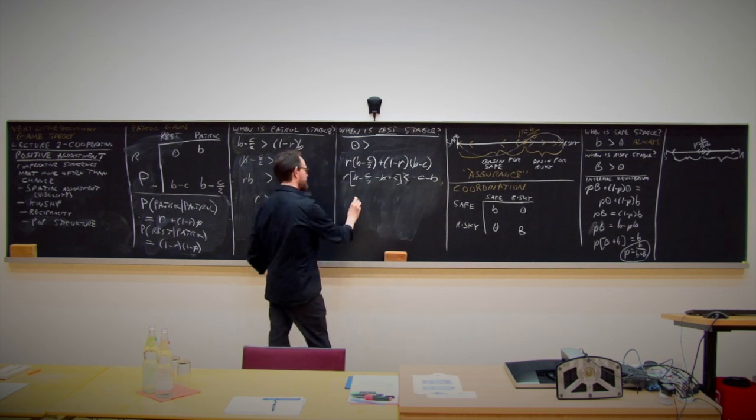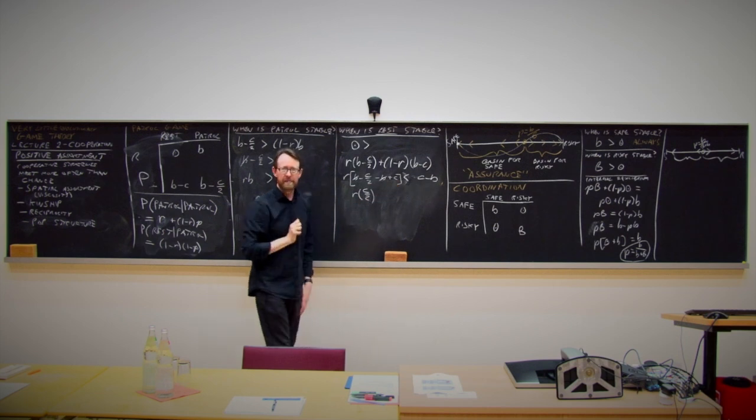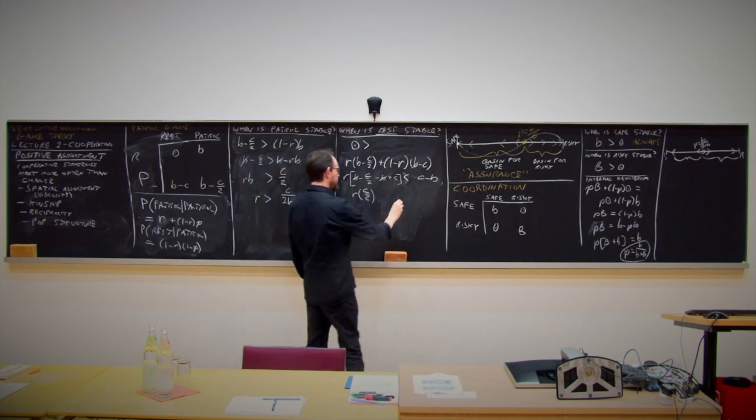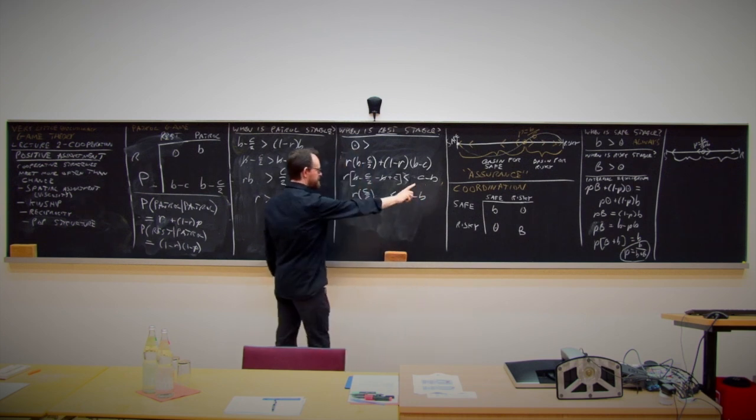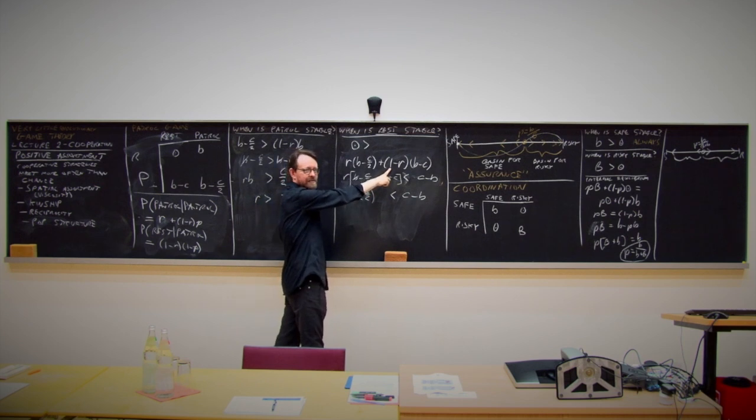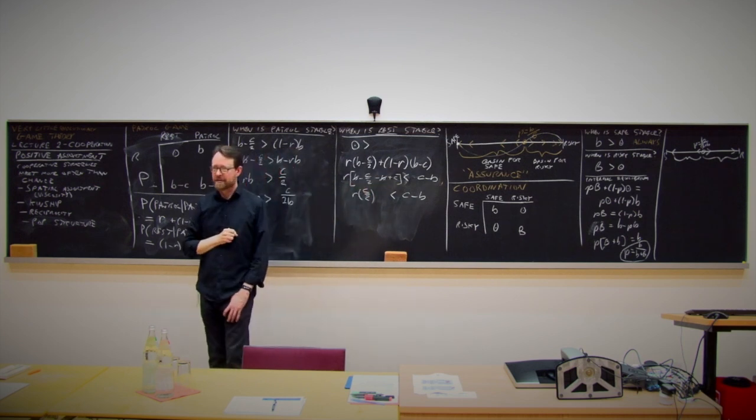Yeah, very exciting. And then we've got, that's C over 2, yeah? C minus C over 2, C over 2. And that needs to be less than C minus B. Where did the C minus B come from? It's the 1 right here. Yeah, I moved it to the other side.